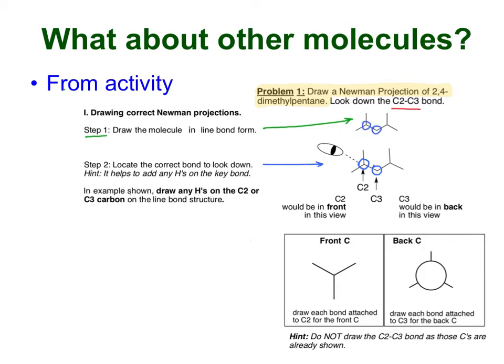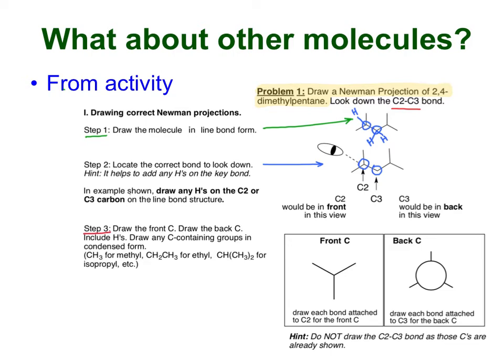So how many hydrogens will we have on C2? Right, we have 1 hydrogen there because we already have 3 bonds. And then for carbon 3, how many hydrogens do we have? Right, we just have 2. So now that step's done. So now let's look at step 3.